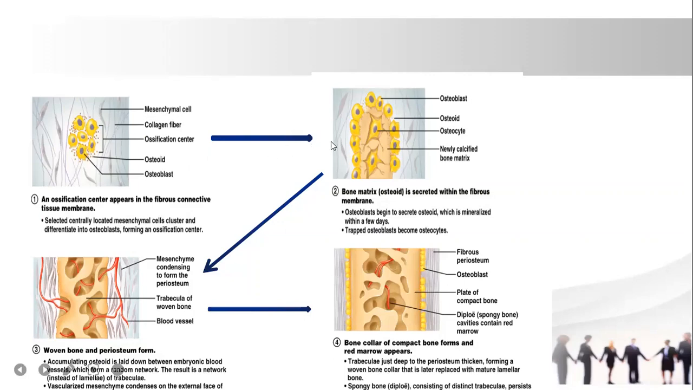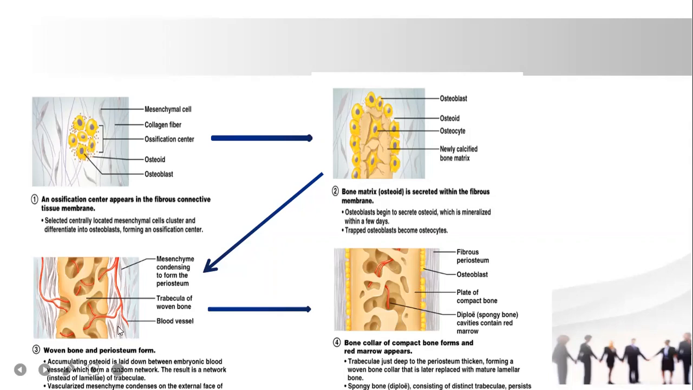Then crossing to this other side, we have bone matrix, osteoid, secreted within the fibrous membrane. Osteoid is here. Then this is the newly calcified bone matrix. Then we have the trapped osteoblasts becoming osteocytes. The osteocytes are here, and these are still the osteoblasts which are in the process of secreting the osteoid.